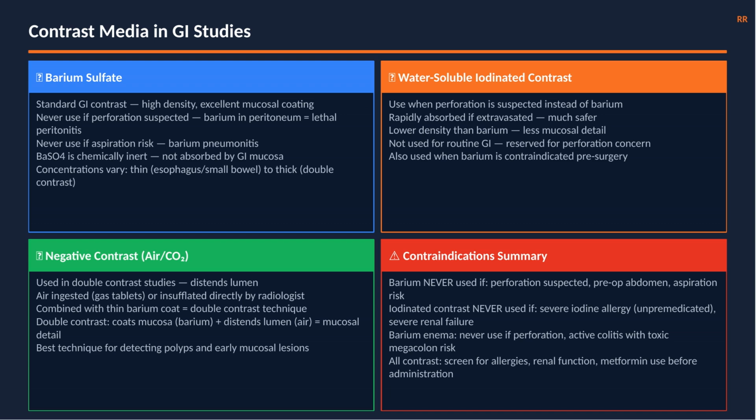Negative contrast, air or carbon dioxide. Used in double contrast studies to distend the bowel lumen. The patient ingests gas-forming tablets or air is insufflated directly. Combined with a thin barium coating on the mucosa, double contrast technique. This provides high-resolution mucosal detail superior to single contrast alone. Best technique for detecting small polyps and early mucosal lesions.